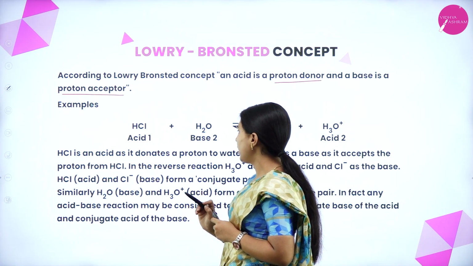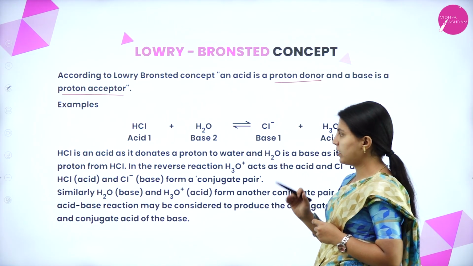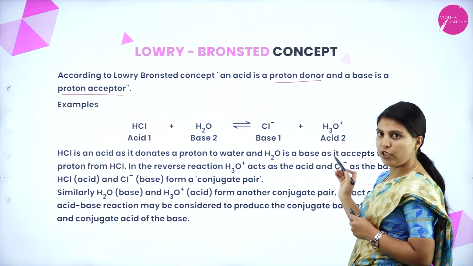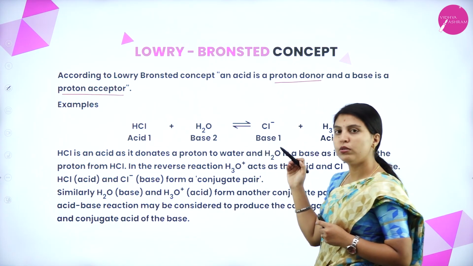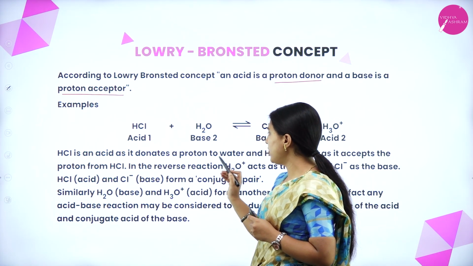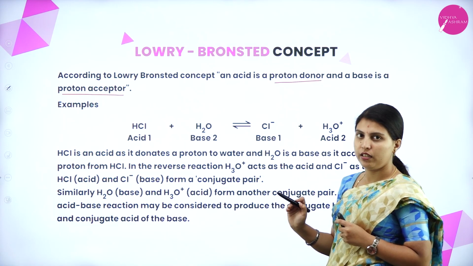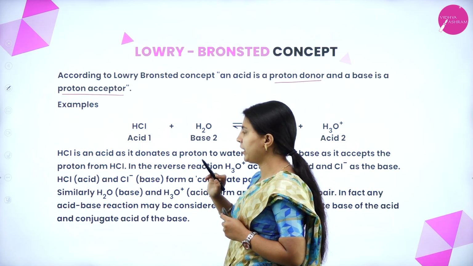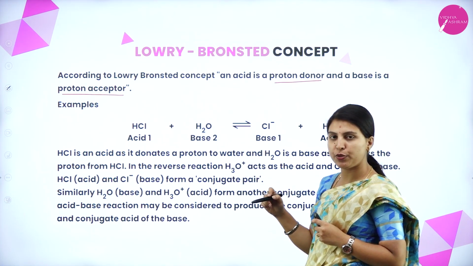Example, hydrochloric acid treated with water, which can act as a base or an acid. That H2O will accept H+ ions, meaning here water will be a base. HCl is liberating H+, so it is an acid. See here, HCl is an acid as it donates a proton to water, and H2O is a base as it accepts the proton from HCl. According to his statement, acid is a proton donor. This is an acid because it is liberating H+ ion. Base is a proton acceptor, so the water molecule is accepting H+ ion.